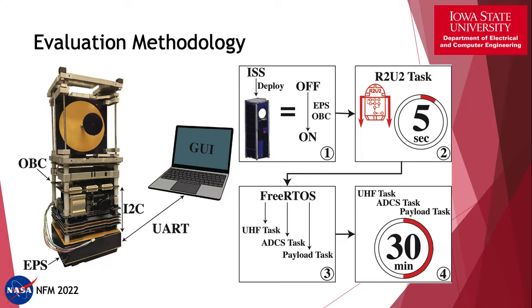An R2U2 task then begins, and FreeRTOS initiates UHF, ADCS, and payload tasks, which each wait 30 minutes before starting simplified operation. During our mock launches, the EPS and OBC communicate via I2C in the CySat stack. But our electrical power system also has a UART communication bus accessible via USB that connects to a GUI provided by the manufacturer that allows for external fault injection, because we can externally turn on and off power buses and subsystems.